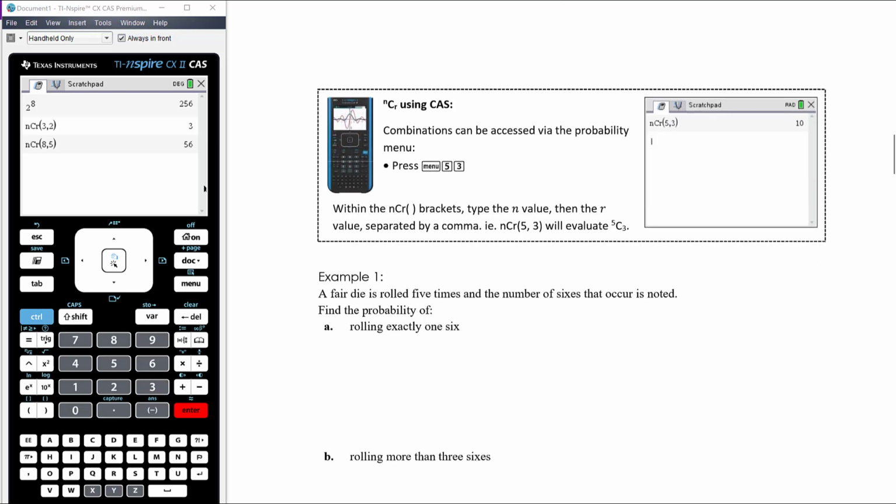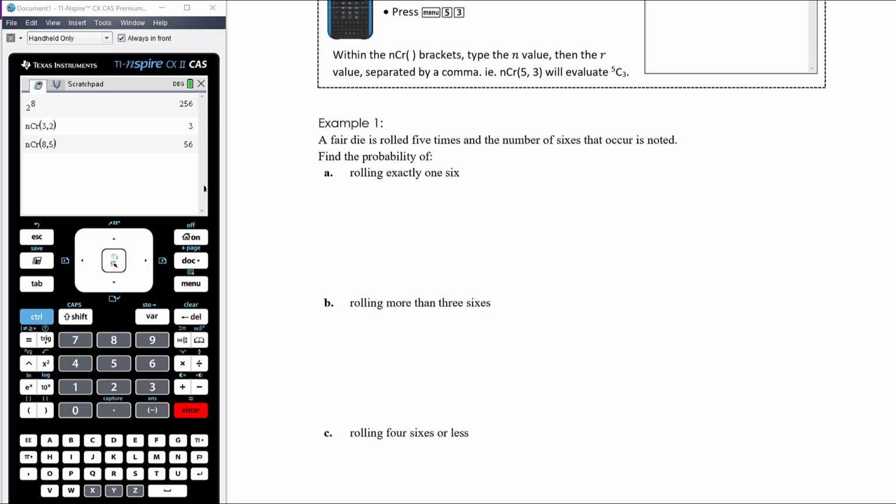However, if we do have a calculator, as we've already seen, menu 5.3 enables us to work out nCr. Right, let's work through some examples. A fair die is rolled 5 times and the number of 6s that occur is noted. Find the probability of rolling exactly 1 six, rolling more than 3 sixes, etc.